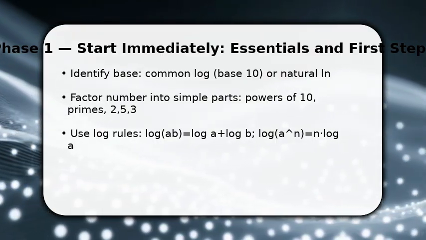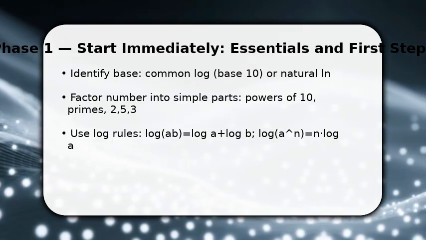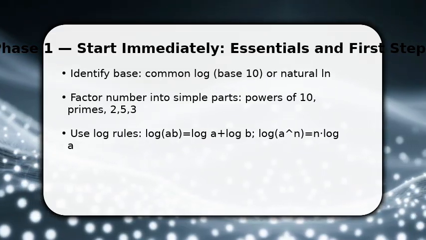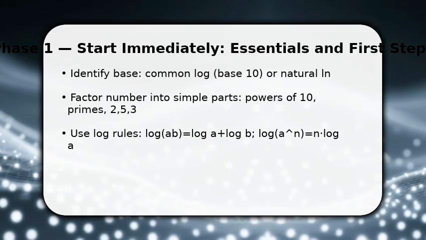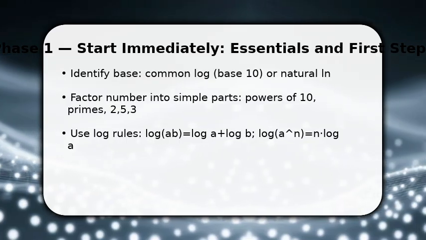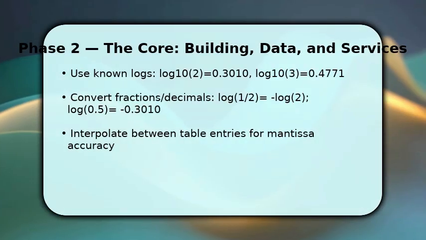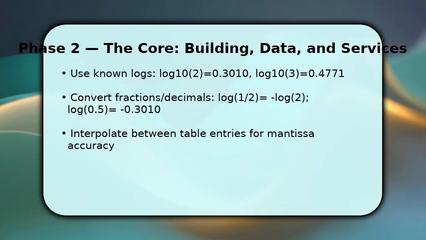Split products and powers into sums and multiples so you only need logs of small primes or decimals. Make sure to rewrite repeating decimals as fractions when possible. This reduces work and sets you up for interpolation or lookup steps. Now reduce the problem into sums of known log values.